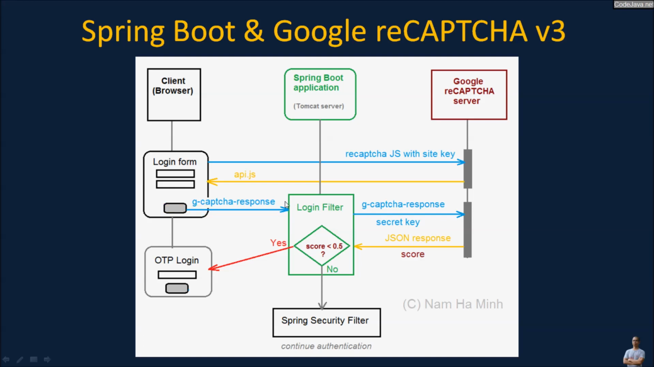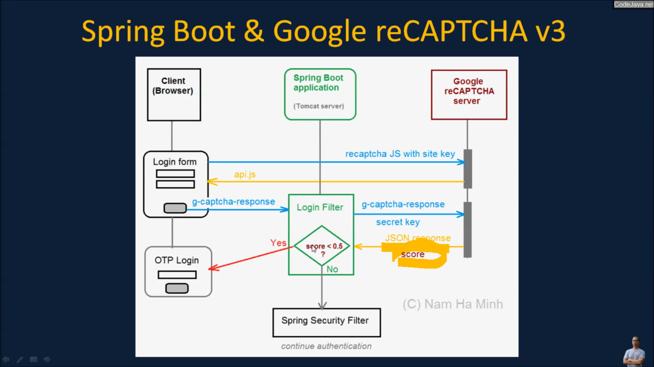And we need to create a custom login filter here before the Spring security filter to intercept the request to apply Google reCAPTCHA v3. And in the login filter, we call the Google reCAPTCHA API with two parameters: g-captcha-response and secret key. And Google reCAPTCHA API server will return a JSON response including the score.